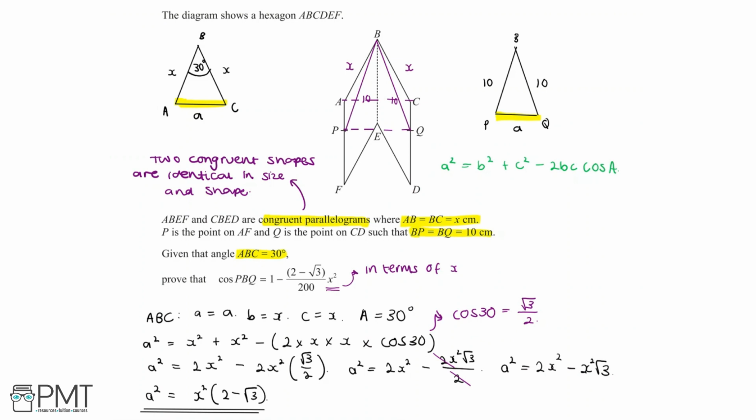This question is worth 5 marks, so let's take a look at where these marks are allocated. The first mark will be for stating that cos 30 equals root 3 over 2, which we've done very clearly. Now the second mark will be for finding a squared, and for leaving this as a squared rather than square rooting it to find a. And so we found that a squared equals x squared brackets 2 minus root 3, and we've clearly shown our working out, and that will get us that second mark.